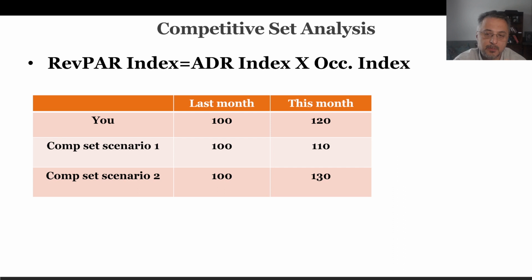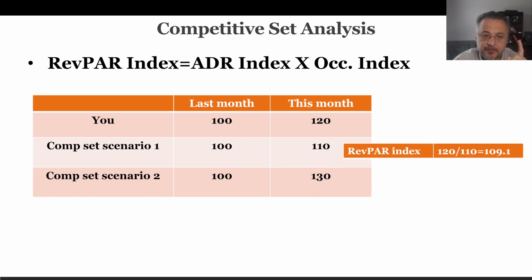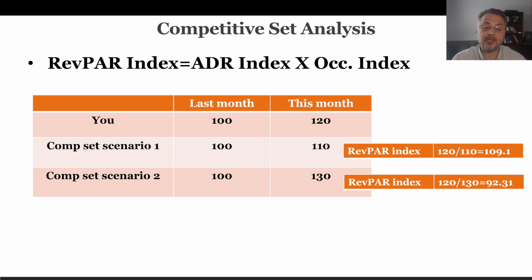Now, because of the dynamic environment we live in, prices always change. Let's say we don't have a competitive set, we are just looking at the 100 to 120. Without comparison, we might not be sure if the price increase is from your management performance or just other external factors. But when we compare to others who are also affected by the same market and external factors, for example, in scenario 1, we did better than our competitors. As we can see, our index is 109.1. And in scenario 2, we did worse than our competitors, as reflected by a RevPAR index of 92.3. So that's why the competitive indexes are good for us.